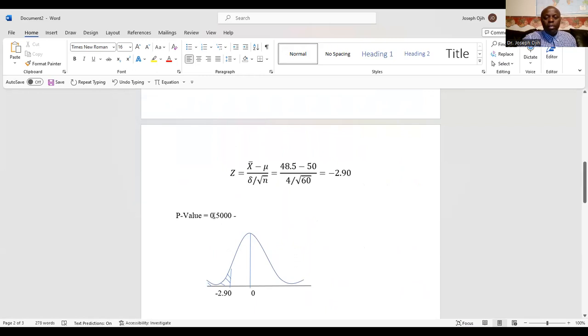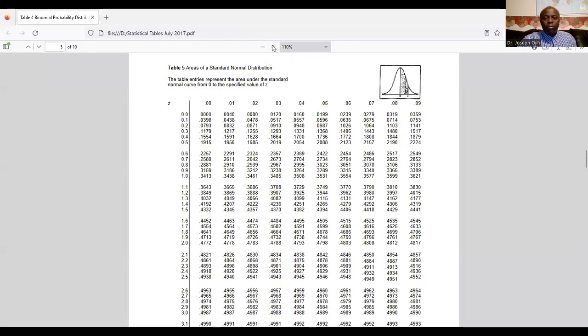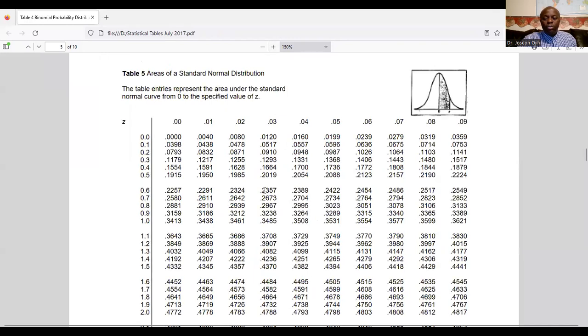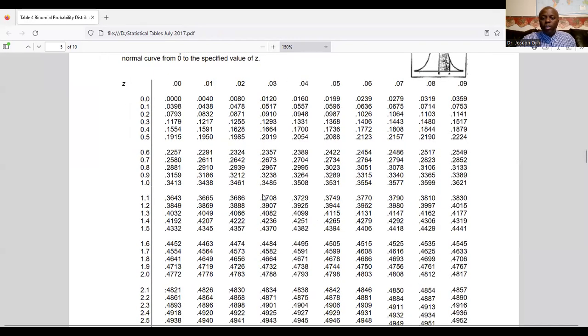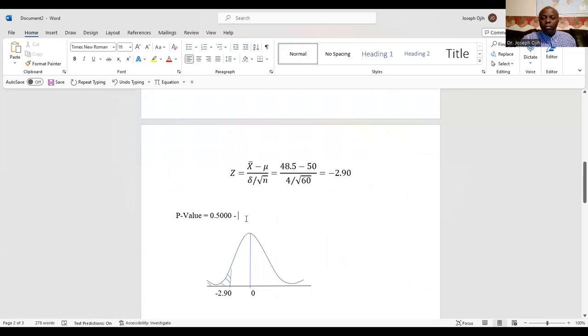minus. Why do you write 0.5000? Because when you look at the table, all the numbers there have 4 figures. See, they all have 4 figures. So to make sure that it has 4, those zeros we have here are merely placeholders.